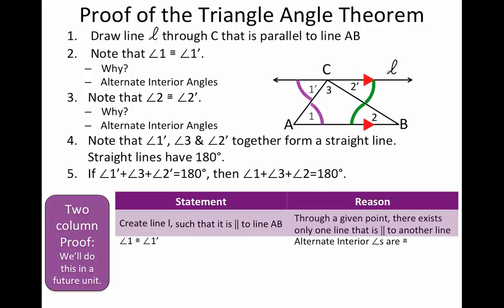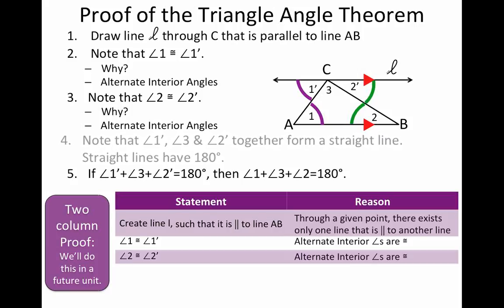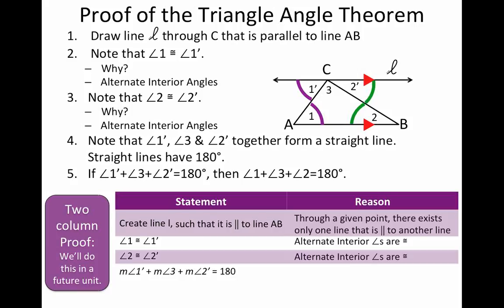That's because alternate interior angles are congruent. The same thing is true with our next statement, which is that 2 is congruent to 2 prime, because alternate interior angles are congruent. Next statement, again, is just like 4 above, which is that the measure of angle 1 prime plus the measure of angle 3 plus the measure of angle 2 prime equals 180 degrees.